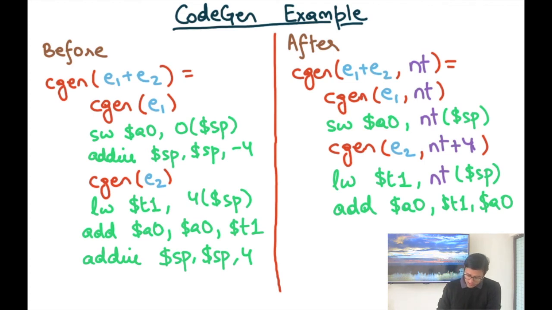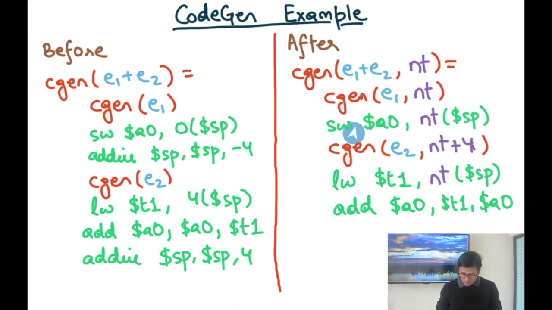As I said, the cgen function now takes an extra argument nt, and so cgen E1 plus E2 nt. And recall that nt is the compile time, code generation time constant. So I know what nt is. And so I say cgen E1 nt. So compute E1 such that the next temporary can be pushed at whatever is the value of nt. Recall that nt is basically where the next temporary can be used. Which space should I use for putting the next temporary? So I can compute E1 with the same value of nt.